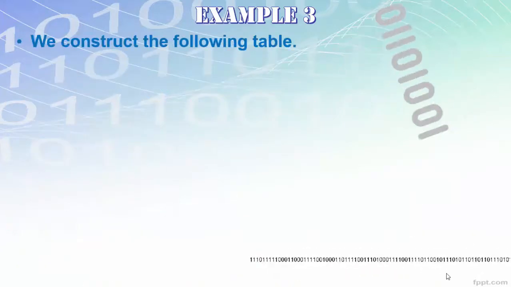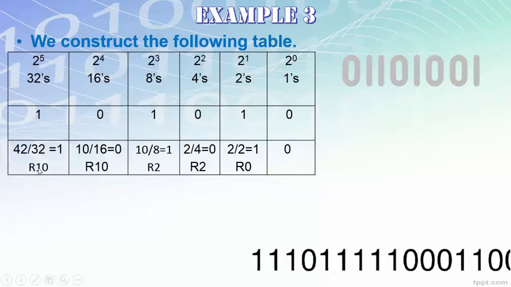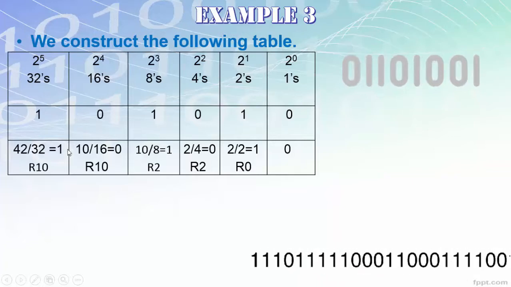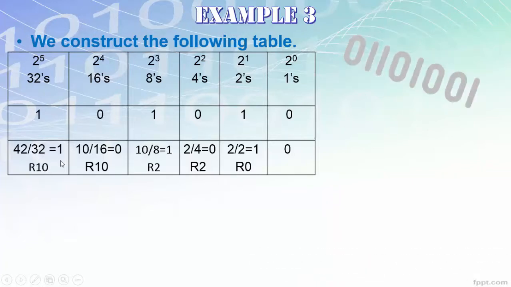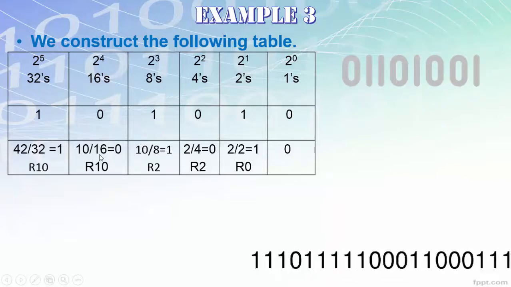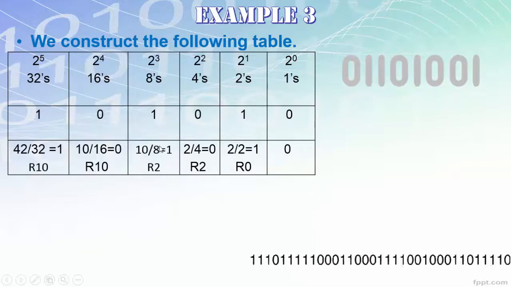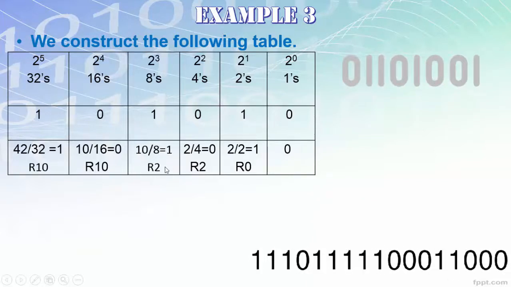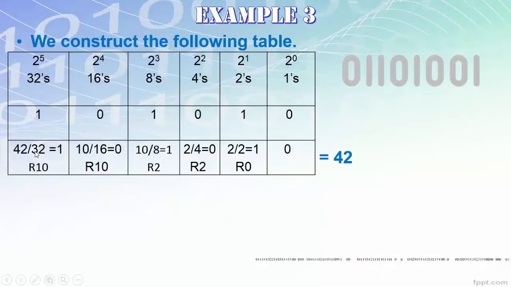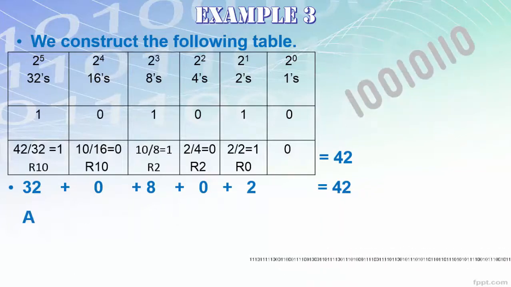And we construct the following table, as we did on the whiteboard, with all the remainders. For the first one, 42 over 32, we get 1 with a remainder of 10. We take the 10, and we have 10 divided by 16. Since 10 can't be divided by 16 as any whole number, we still have a remainder of 10, and then we take the 10 divided by 8, and we get 1, and there we have the remainder 2, and so on. And we add these up, 32 plus 0 plus 8 plus 0 plus 2, and we get 42.